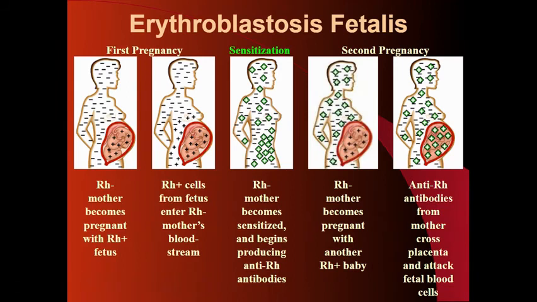So this is showing how a mother who is Rh negative in her first pregnancy could be sensitized by an Rh positive infant, and then in her second pregnancy of another Rh positive infant, then we could have the hemolytic reaction where the mother's antibodies cross the placenta and start attacking the baby.